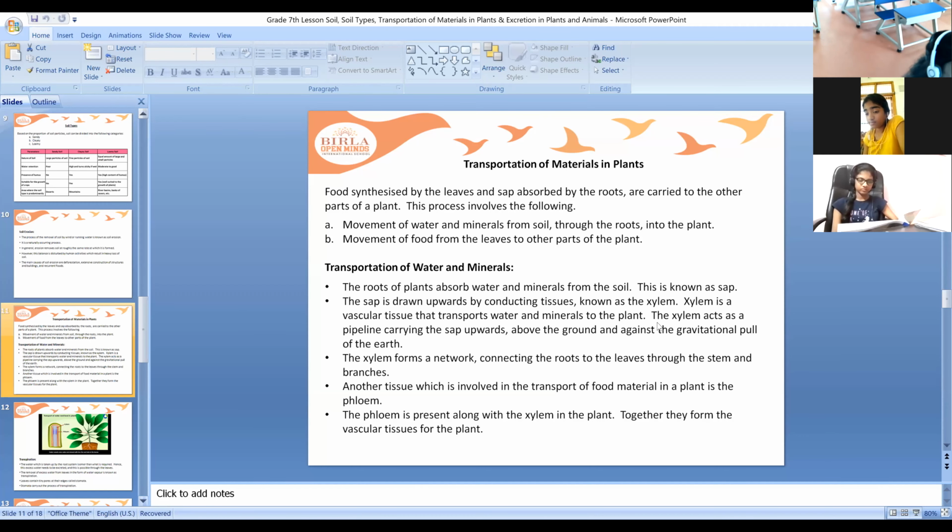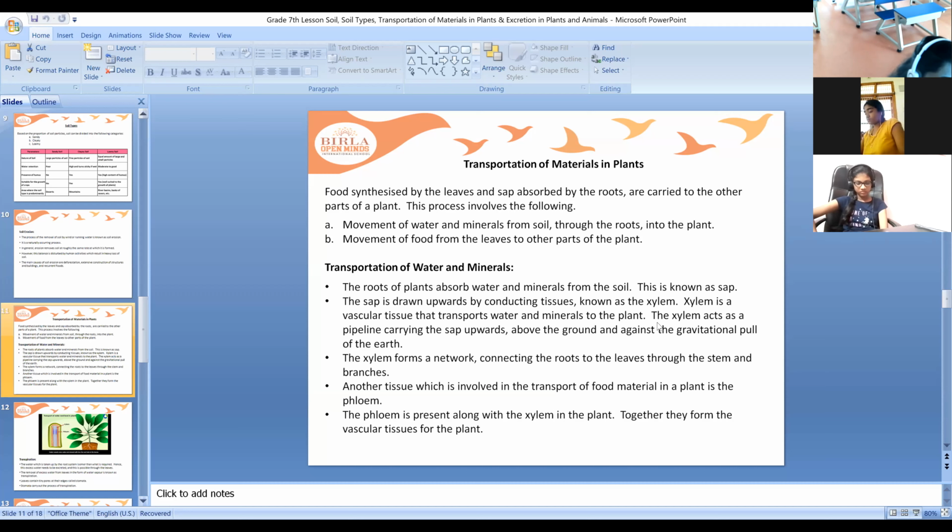So today we are going to discuss the transportation of materials in plants. As we all know, even plants need food to grow, and they carry out so many functions, even photosynthesis, but they need water also. Water is also a major necessity of plants.